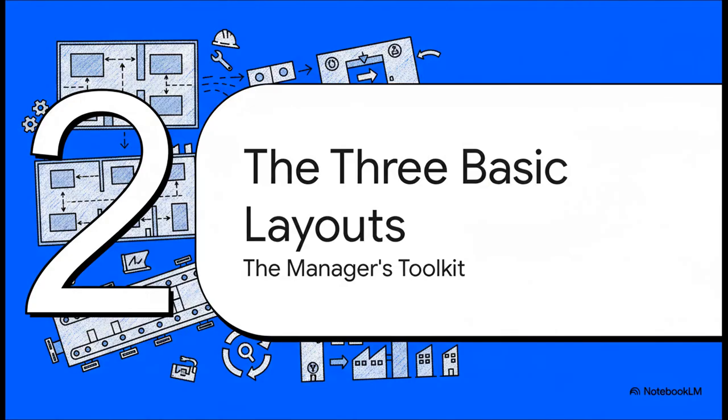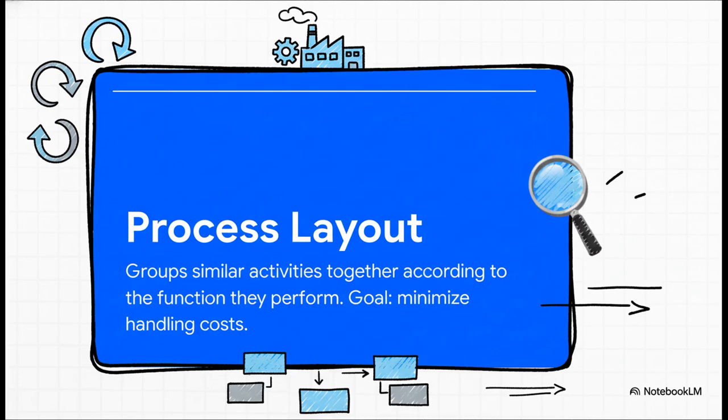Okay, let's get into Section 2. We're going to break down the 3 basic types of layouts. Think of these as the fundamental tools in any operations manager's toolkit. First up, we've got the process layout. This one is all about grouping things by their function.